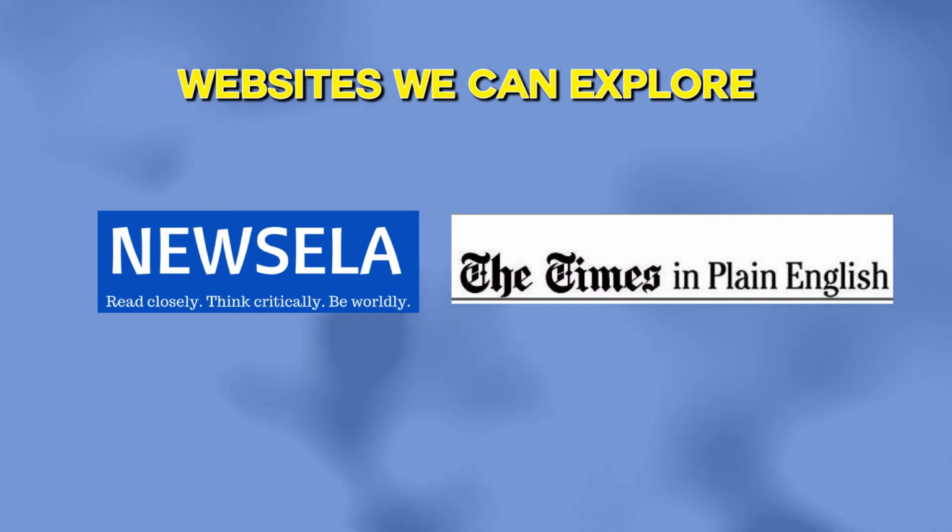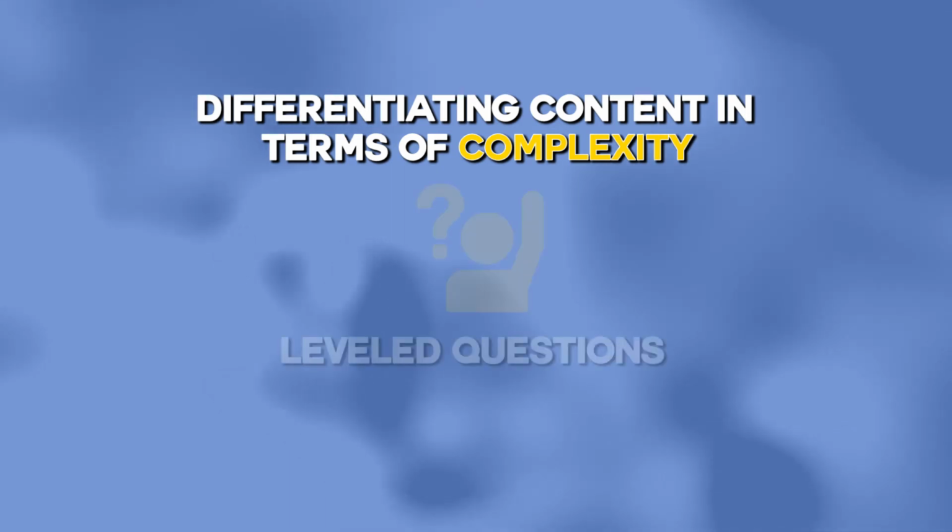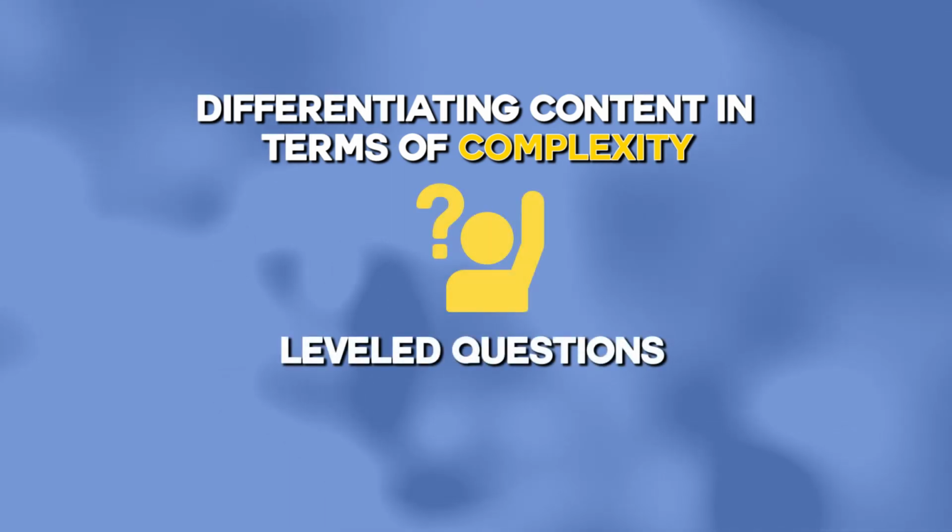Another way to differentiate content is to differentiate it in terms of complexity. One way of doing this is through leveled questions. A question can be understood by one set of students, but cannot be easily understood by another group of students. Then again, this question might be a bit boring for another kind of student.